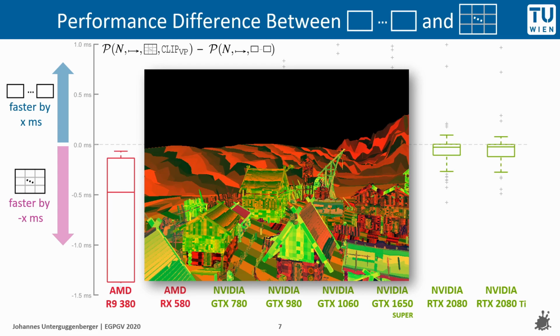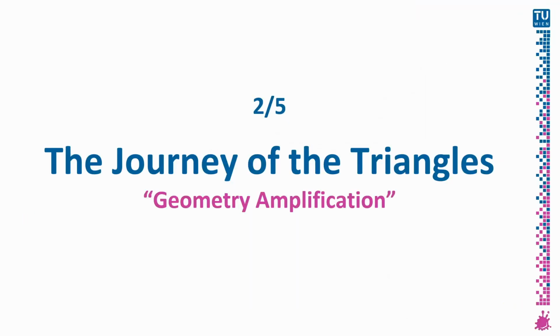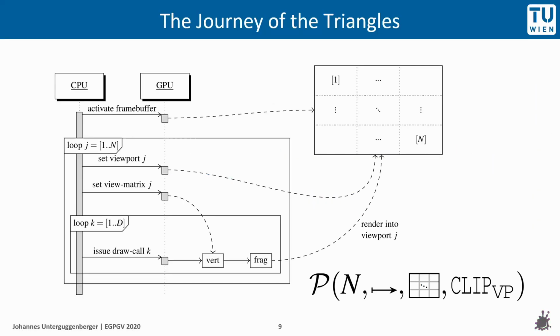Speaking of geometry, that brings me to the second chapter, where we are investigating how geometry is processed by a graphics pipeline. Or in other words, let's take a look at the journey of the triangles through different variants of graphics pipelines. In the case of our multipass pipelines, the journey of the triangles is straightforward. In every loop iteration and for every draw call, triangles are just moving straight through the pipeline, which only has a vertex and fragment shader. One triangle remains one triangle throughout the pipeline and eventually is being rasterized into the active Framebuffer region if it does not get culled before that.